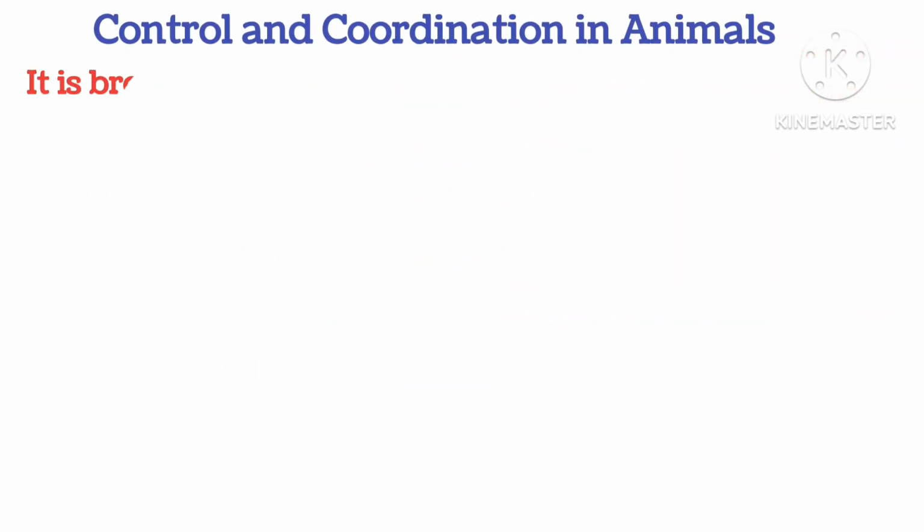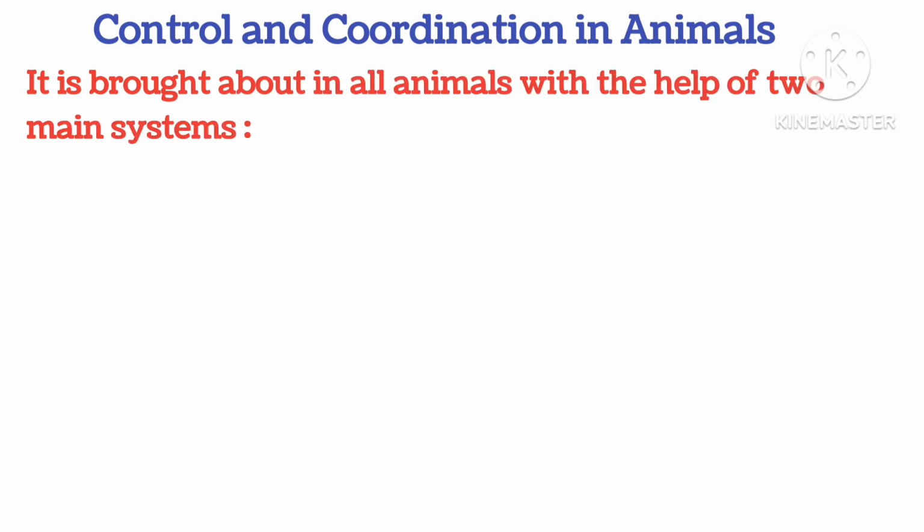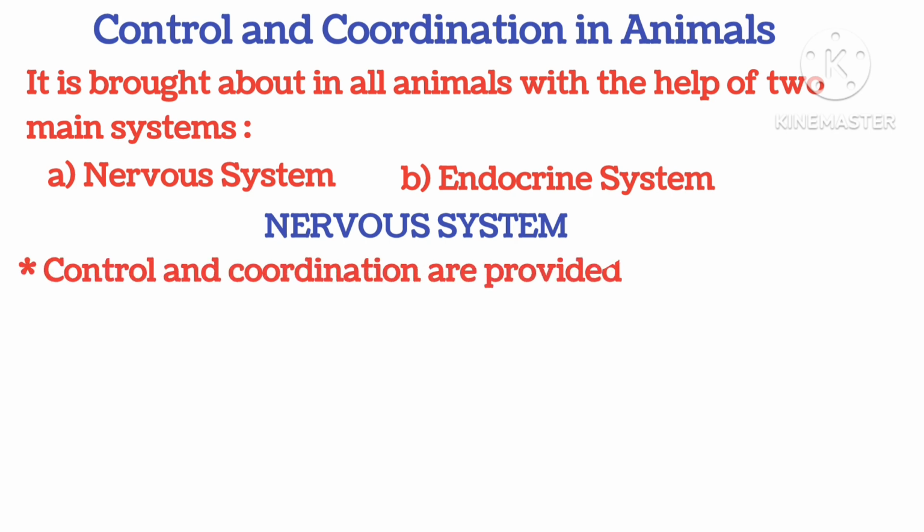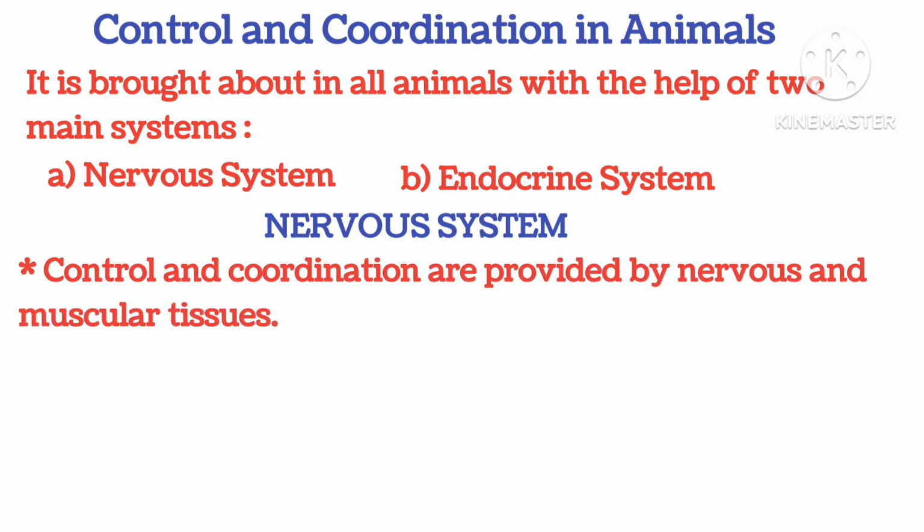Control and coordination in animals. It is brought about in all animals with the help of two main systems, nervous system and endocrine system. Nervous system. Control and coordination are provided by nervous and muscular tissues.